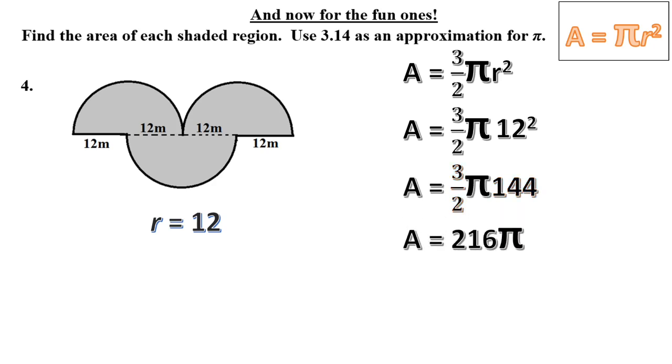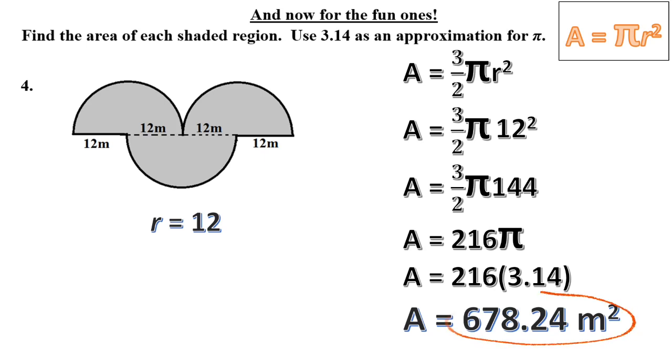Now I'm ready to plug in my pi approximation. So I'll just plug in 3.14 for pi, and when I multiply 216 times 3.14, I get 678.24, and those are square meters. So that one was pretty interesting. So good luck.